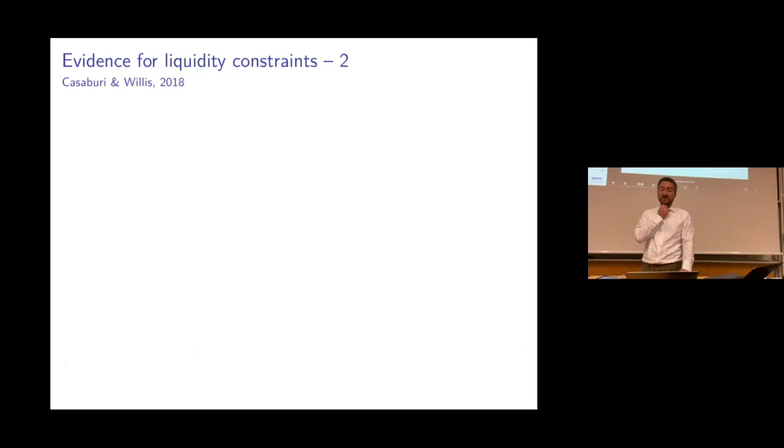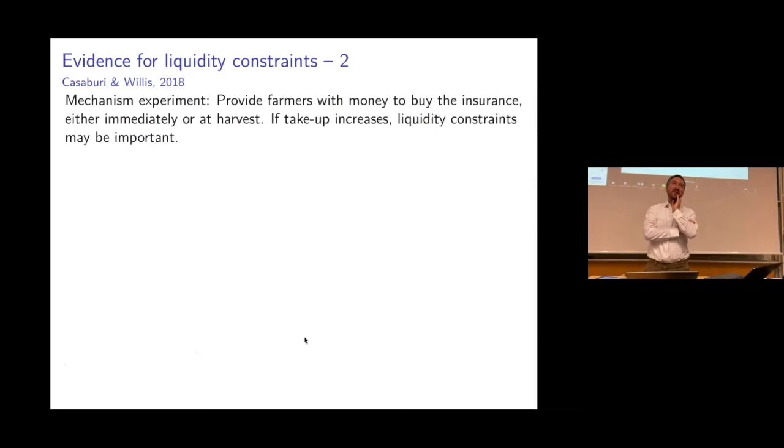They do what's called a mechanism experiment. So it's a small experiment that's added onto the main experiment to elucidate whether this liquidity constraint channel plays a role. They provide farmers with money to buy the insurance either immediately or at harvest. And so if take up increases under that condition, that suggests that liquidity constraints were important. So here are the results of that treatment. It's with 120 farmers, and there's now four conditions.